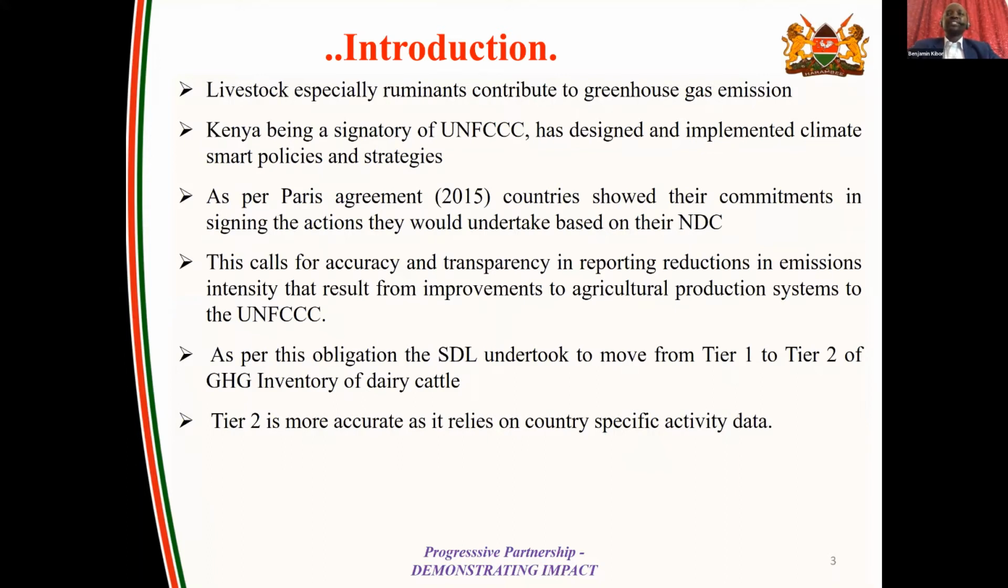And this calls for accuracy and transparency in reporting, and reduction in emission intensity that results from improvement of agricultural production systems. The dairy NAMA is designed to monitor progress in dairy production and its emission intensity. And as per this obligation, therefore, the State Department of Livestock undertook to move from Tier 1 to Tier 2 greenhouse gas inventory of the dairy cattle. And Tier 2 is more accurate as it relies on country-specific activity data.